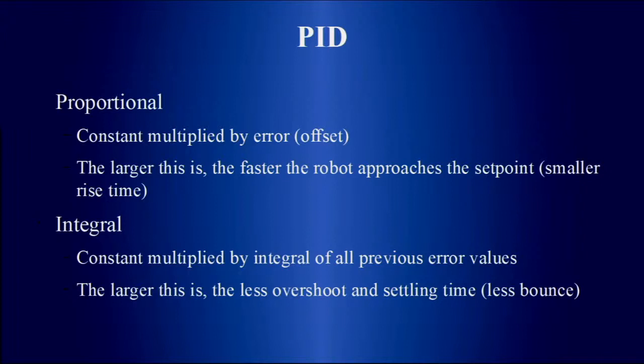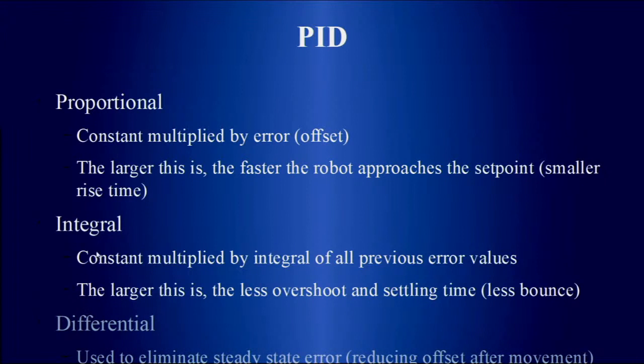It's a constant multiplied by the integral of all previous error values. The larger this is, the less overshoot and settling time. In other words, there's less bounce. And then the differential is the derivative of all of those error states, used to eliminate steady state error by reducing the offset after movement.